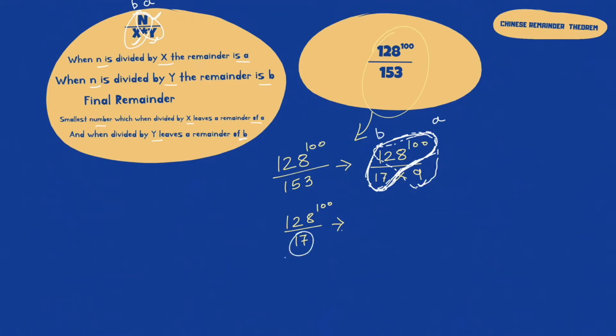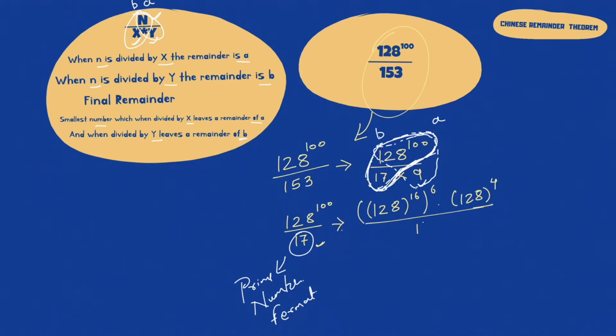So how do you solve this now? As I see the denominator to be a prime number, the first thing that comes to my mind is Fermat theorem. So I need the power of 128 to be 1 less than 17. So I'll write 128 raised to 16, raised to 6. 16 into 6 is 96. What am I left with? 128 raised to 4, that is what is left, divided by 17. According to Fermat, the remainder for this part is nothing but 1. So 1 raised to 6 into 128 raised to 4 divided by 17. Now I need to solve 128 raised to 4 divided by 17.